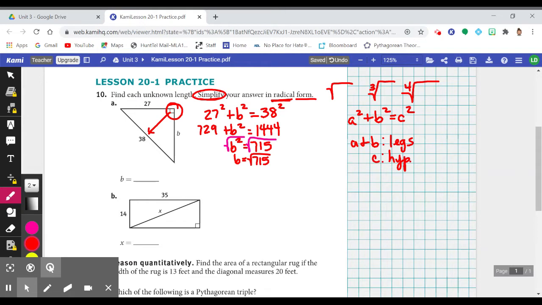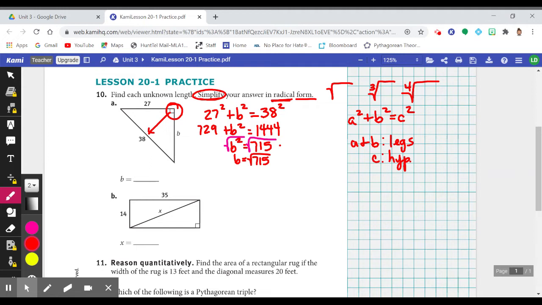Okay, so let me just establish something. I notice oftentimes when I show this in class, people get a little hung up here because I go ahead and put the square root symbol back in this step. So this originally said B squared equals 715. And our goal is to find B, not B squared. So to get rid of the squared, we take the square root. So if B squared is 715, B equals the square root of 715. Now they told us to simplify our answer in the simplest radical form.